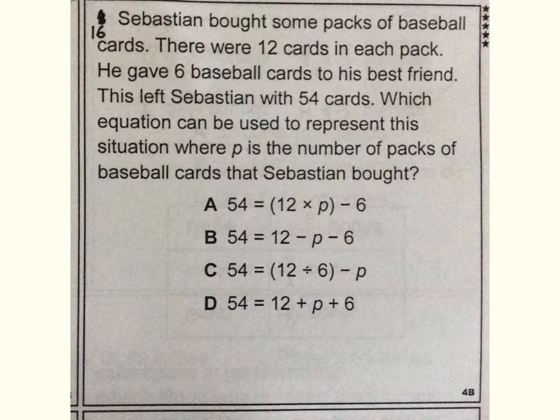Number 16. Sebastian bought some packs of baseball cards. There were 12 cards in each pack. He gave 6 baseball cards to his best friend. This left Sebastian with 54 cards. Which equation can be used to represent this situation, where P is the number of packs of baseball cards that Sebastian bought?